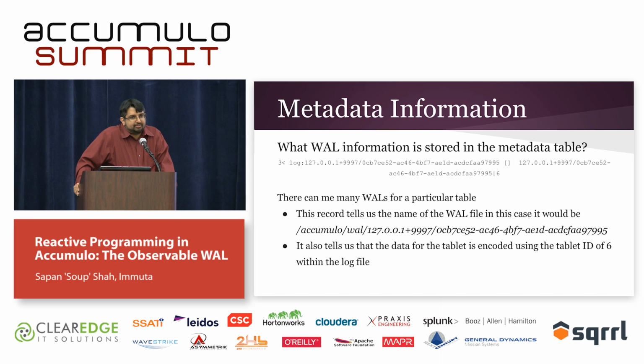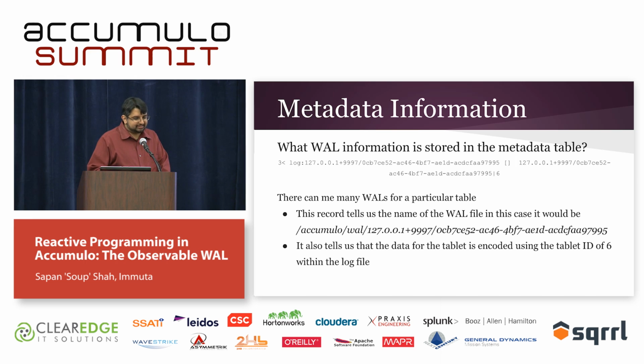But there's other stuff that we need to find out in order to use the write-ahead log. The major part of that is what information is stored and how I can get to it. The major bit that's stored in the metadata table is something that looks like this. It's a very long entry, but from here we'll dissect it. The 3 over there, in this case, is the actual ID of the table. Then that log 127.0.0.1 is the name of your log file. So you go to /accumulo/WAL, then the 127.0.0.1 plus 997, and then that gigantic hash. And that actually gets you your log file.